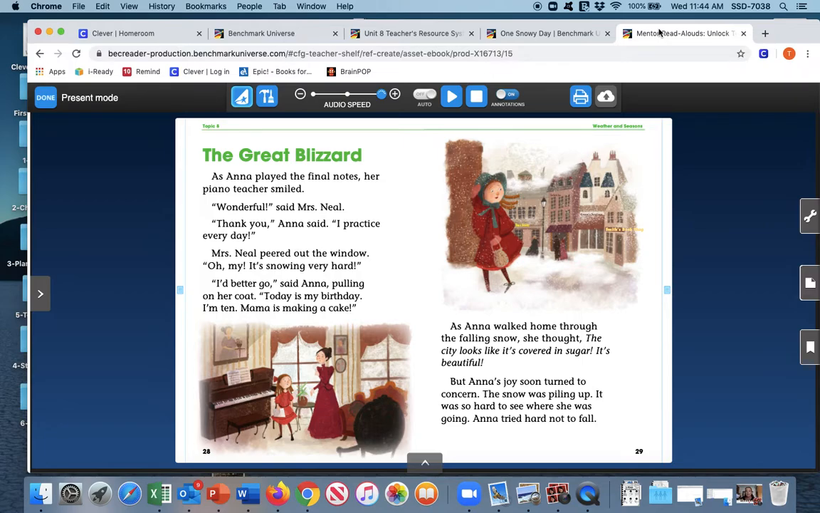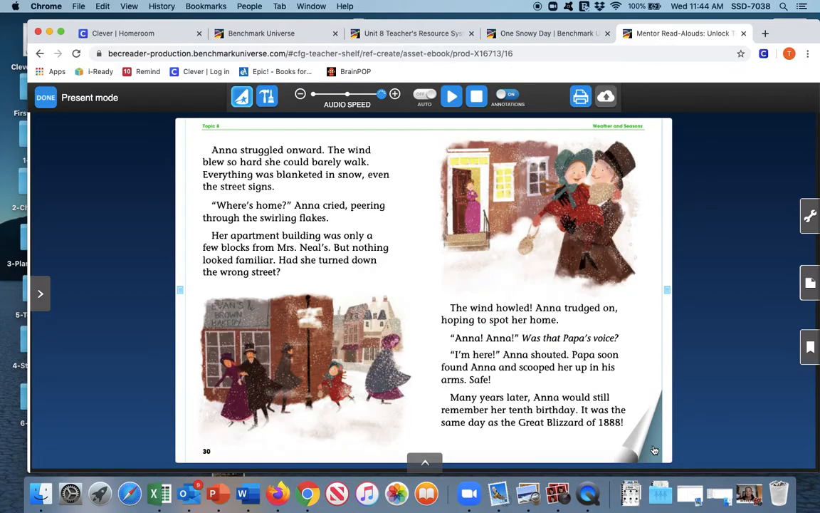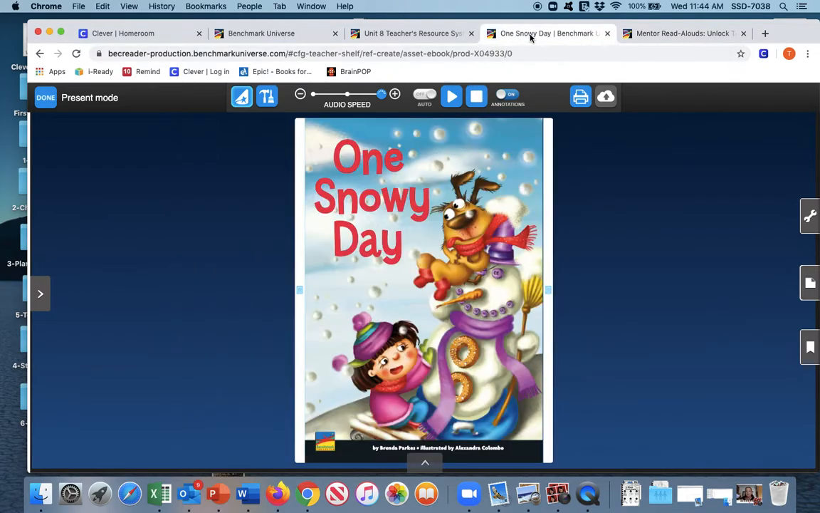Well, we know this story, The Great Blizzard, took place a long time ago. In fact, at the very end of the story, it said that this was the same day as the Great Blizzard of 1888. So we know this story took place a long, long time ago. But One Snowy Day takes place more recently. So it did not take place a long time ago. So that would be one difference that we could put on our chart.